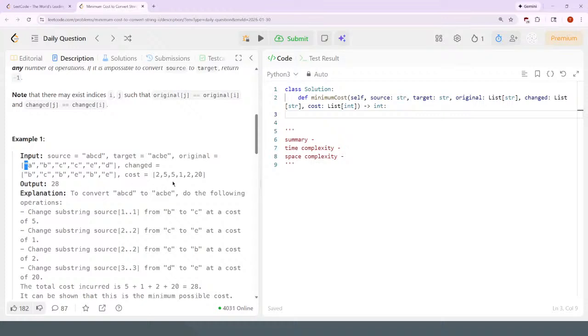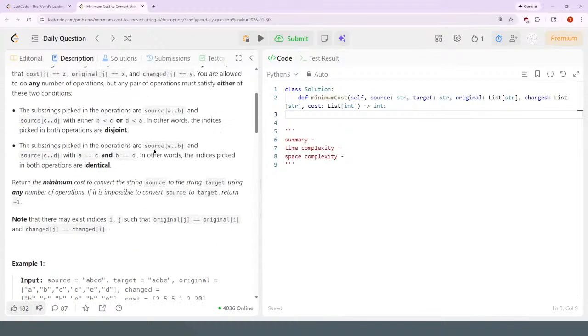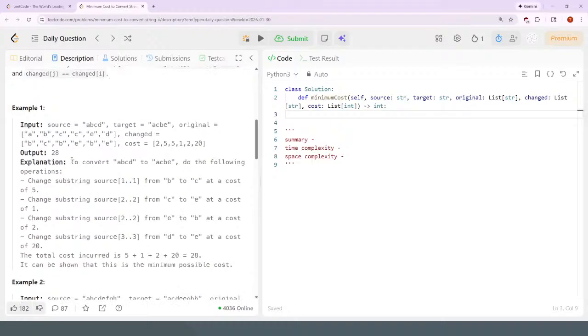So A to B costs 2, B to C costs 5. Really don't understand this actually. To convert ABCD to ACBE, do the following operations. Change substring source 1 to 1 from B to C at the cost of 5. So changing this B to C using this exchange, which costs 5.